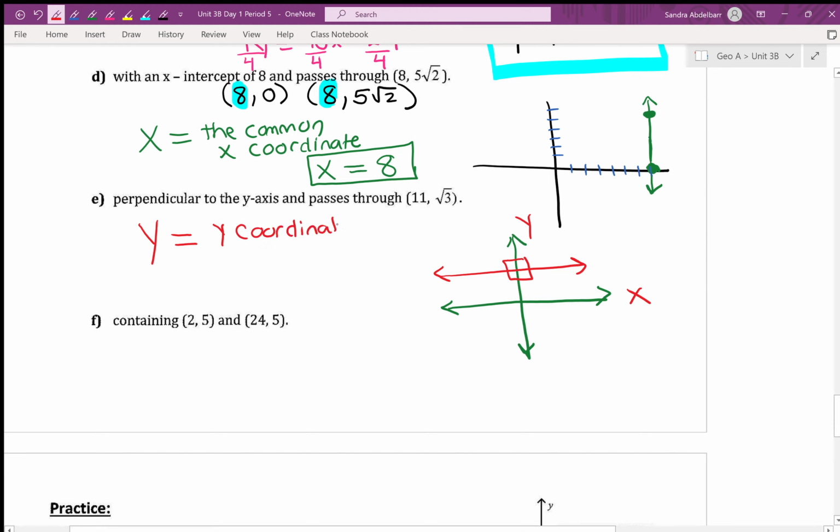So what was the y coordinate here that it passed through? Brenda? Root 3. You got it. Y equals root 3. All right, write that down.